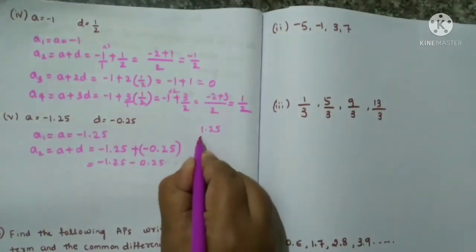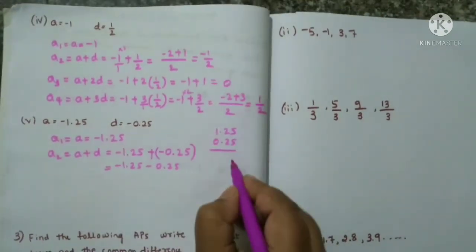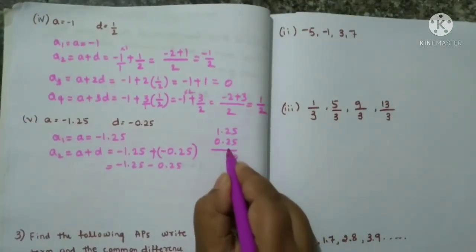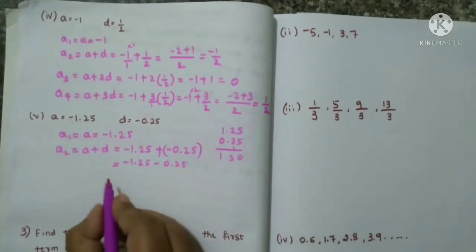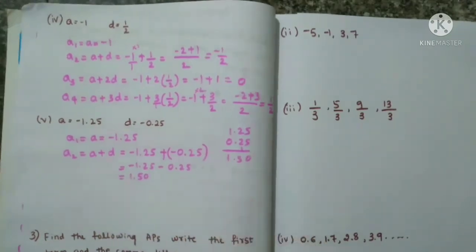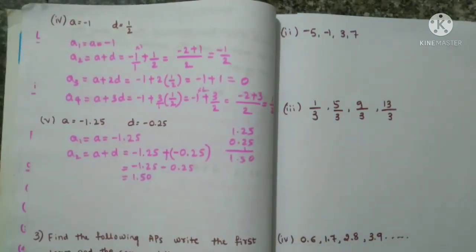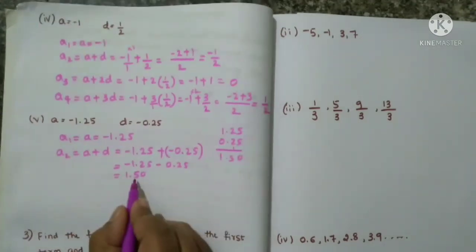1.25, add it because both also have a minus sign. 5 plus 5 is 10, 1 carry, 2 plus 2 is 4, plus 1 is 5, so 1.50, or 1.5. Any 0 after the number following the point means it is not having value. Remember that after the point, any 0 at the end means it is not having value. So it is 1.50.